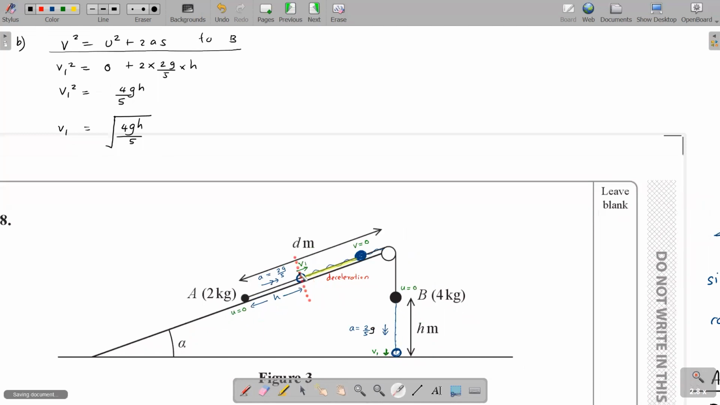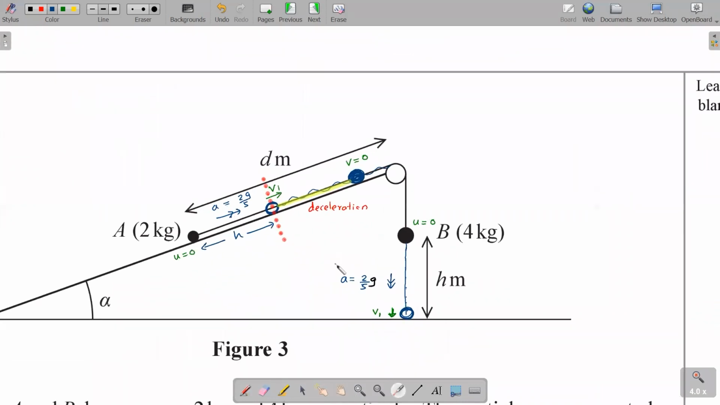Okay, now I found the speed V1. Now what do we do? Now the next step, in this yellow part, the decelerating part, is to find the new deceleration of particle A. How do we find the new deceleration? We definitely apply F equals ma upwards, considering this particle at this point.